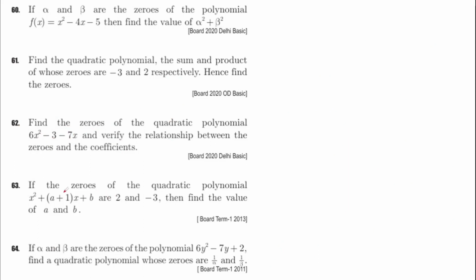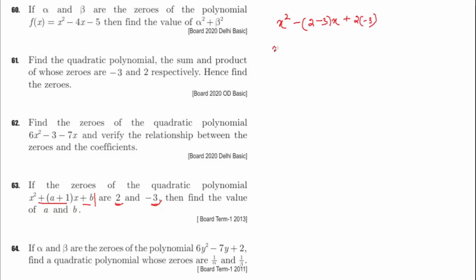If the zeros of the quadratic polynomial are 2 and minus 3, two zeros are given to you, then find the values of alpha plus beta. For the time being, let's forget this polynomial. Just form a polynomial whose zeros are 2 and minus 3. So if we have two zeros 2 and minus 3, then the polynomial becomes x square minus (2 minus 3)x plus 2 into minus 3.